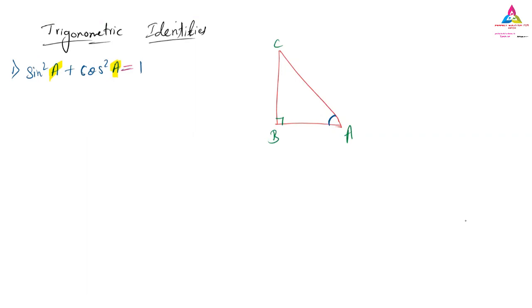To prove that, we will take one triangle ABC. In that triangle ABC, we have angle A as theta, because we have taken sin square A and cos square A. So let me take that A as theta. This is the opposite side, this is the adjacent side, and this is the hypotenuse. We need this for our final answer.